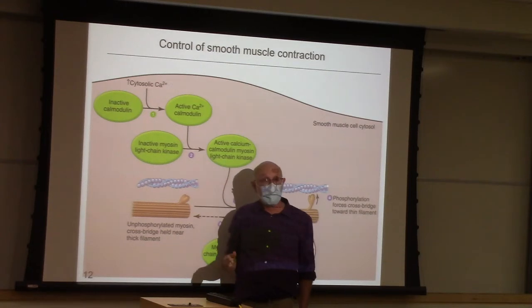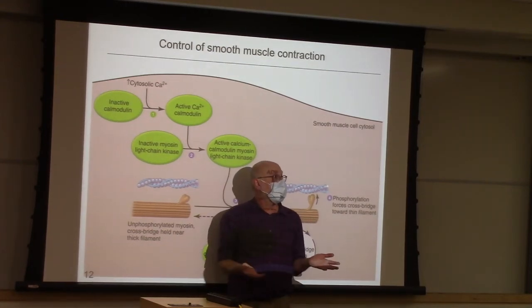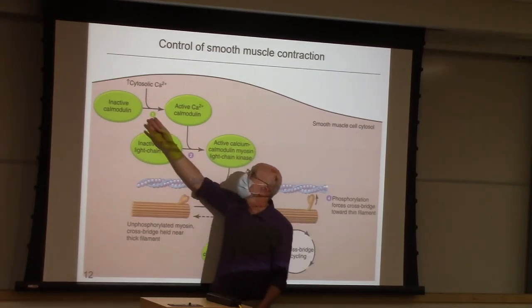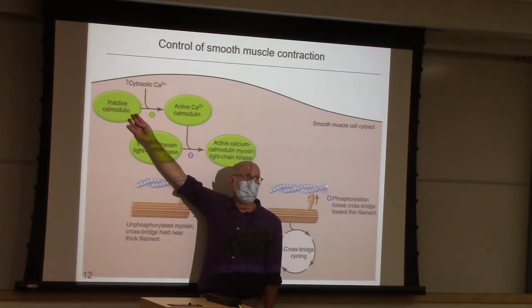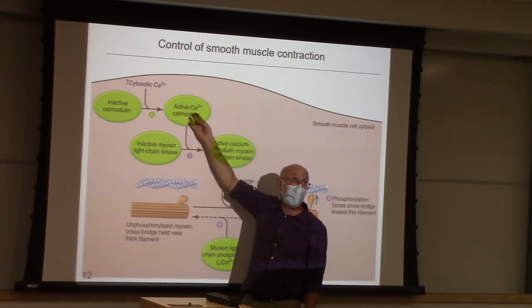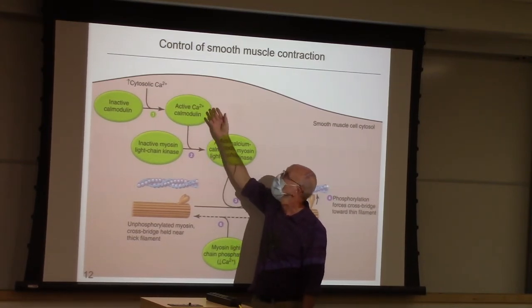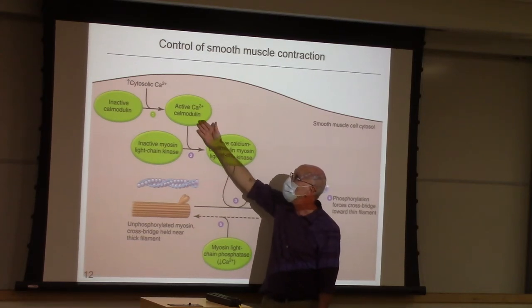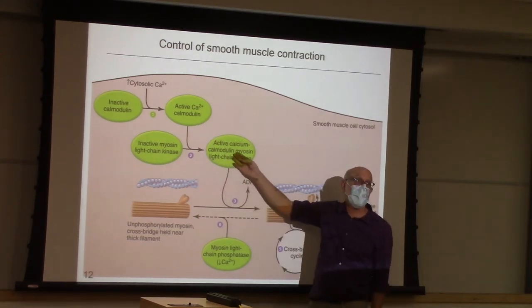Troponin is a calcium binding protein of striated muscle. Calmodulin is a calcium binding protein of a lot of cells, including smooth muscle cells. Calmodulin is now activated by the binding of calcium. The activated calmodulin interacts with a kinase and activates it.